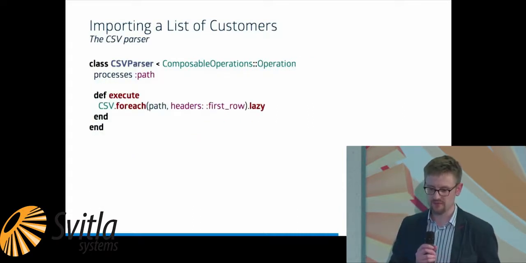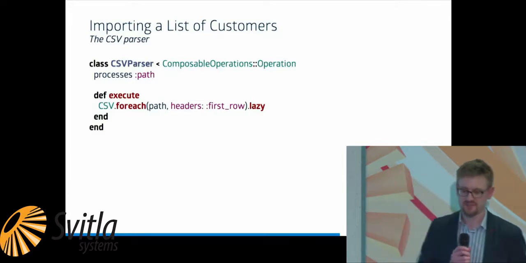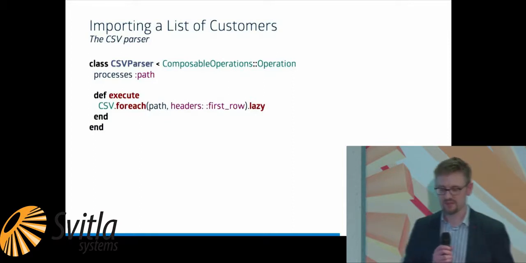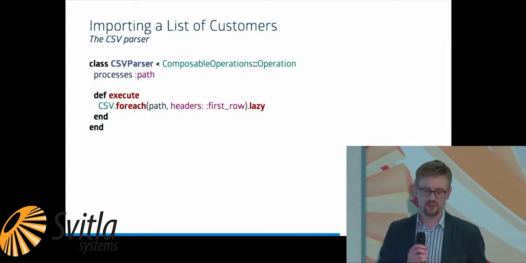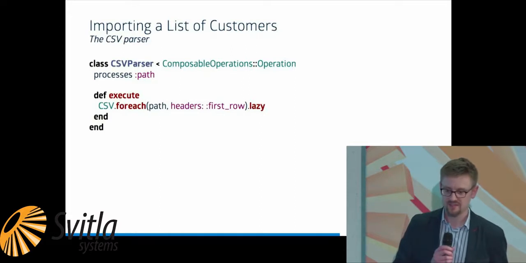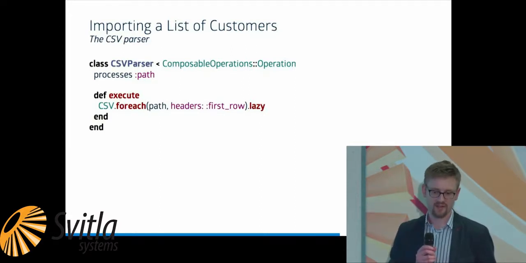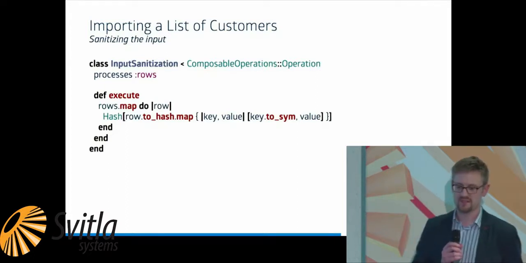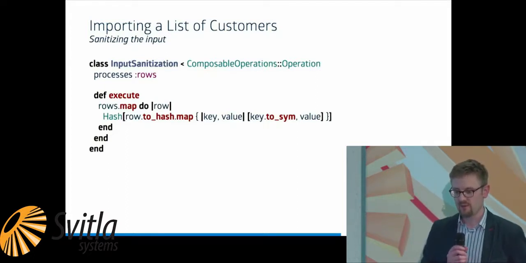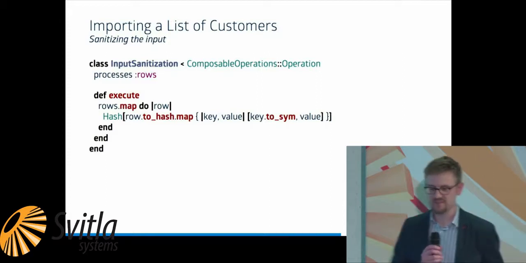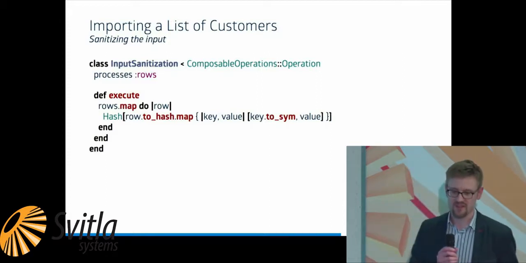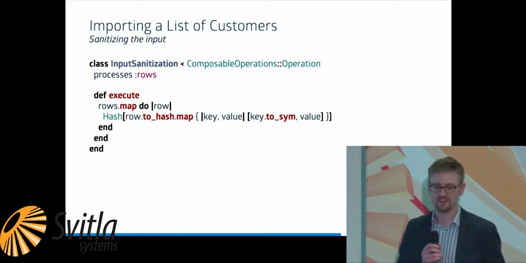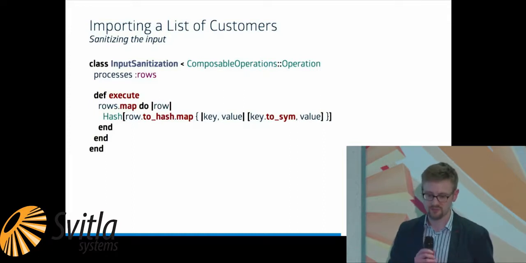Let's take a look at the individual operations. The CSV parser is super simple because it just wraps the CSV standard library. What it will return once it is executed is a lazy enumerator for records. The next step is input sanitization. All I do here, it looks a little fancy, but all I do is symbolize the hash. I wrote the example code outside of a Rails application. This is why I don't just use ActiveSupport's symbolize keys.